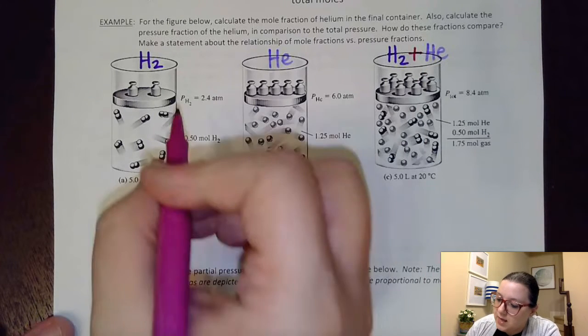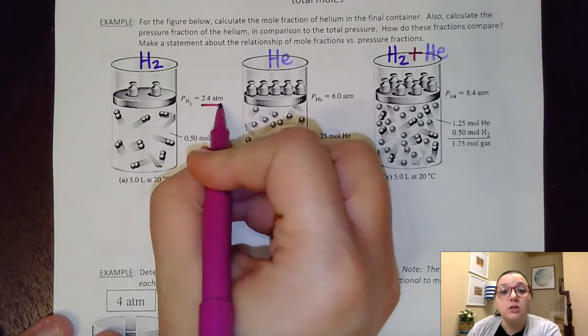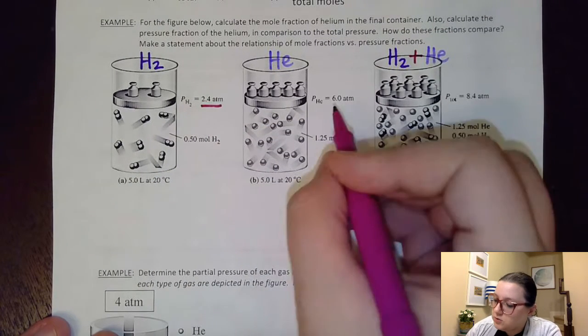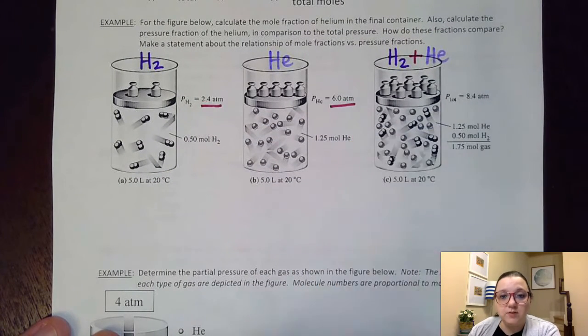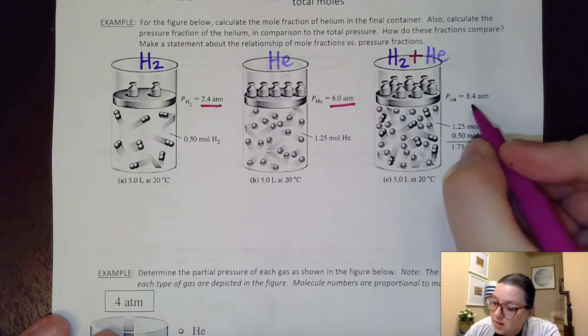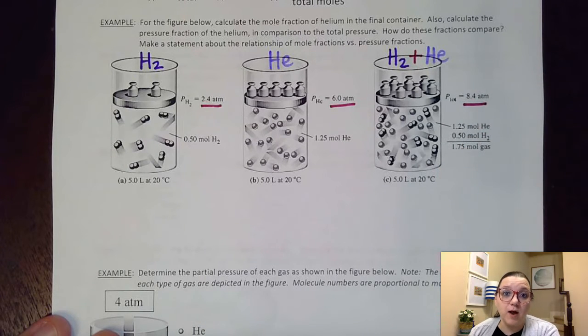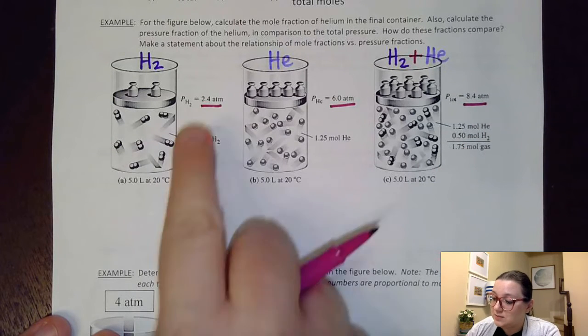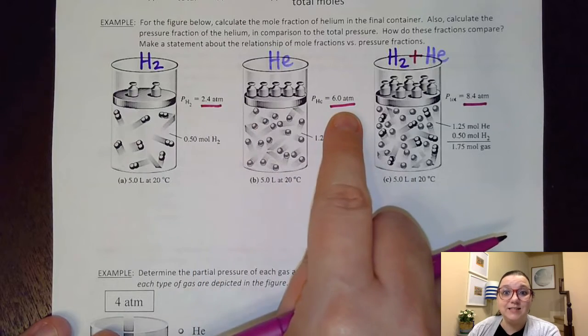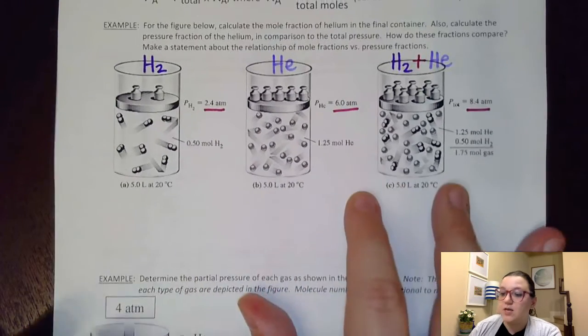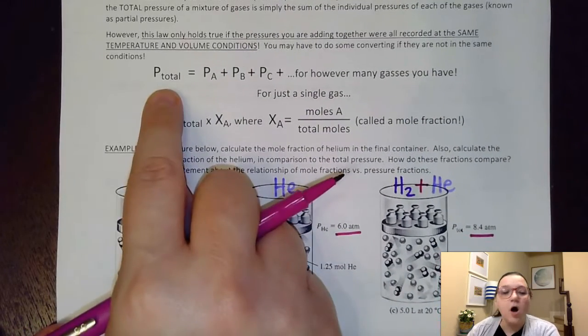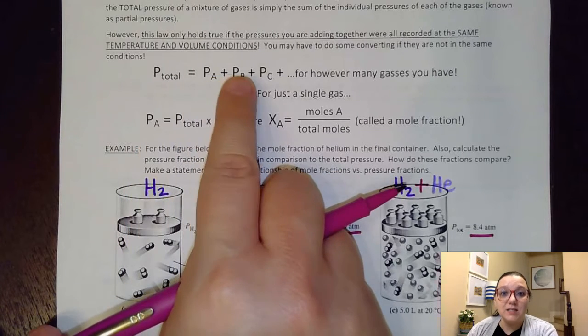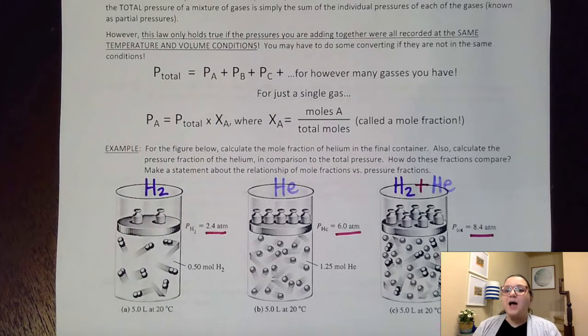First off, you notice that the pressure of the hydrogen was originally 2.4 atmospheres. The pressure of the helium was originally 6.0 atmospheres. Once I put those two gases into my new container, I notice that my total pressure is now 8.4 atmospheres, which, as you can see, is the sum of those two values added together. So in order to get the total pressure in the container, all I simply had to do was add together the individual pressures.